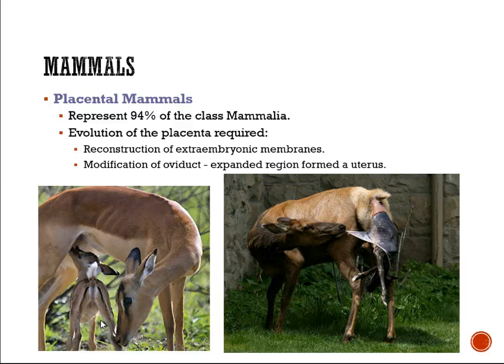Okay, now most mammals, 94% or so of mammals, are placental mammals, and this means that they have this placenta which is attached to the mother and to the embryo and is the facilitator of that connection between mother and baby. And so the evolution of the placenta actually required these extra embryonic membranes to be reconstructed, okay? And there's a modification of the oviduct so that you get this expanded region that forms this muscular uterus that will allow the offspring to be pushed out through the birth canal, the vaginal opening.